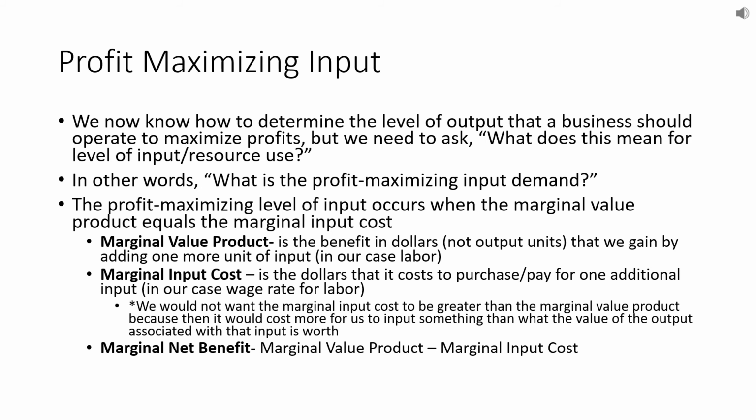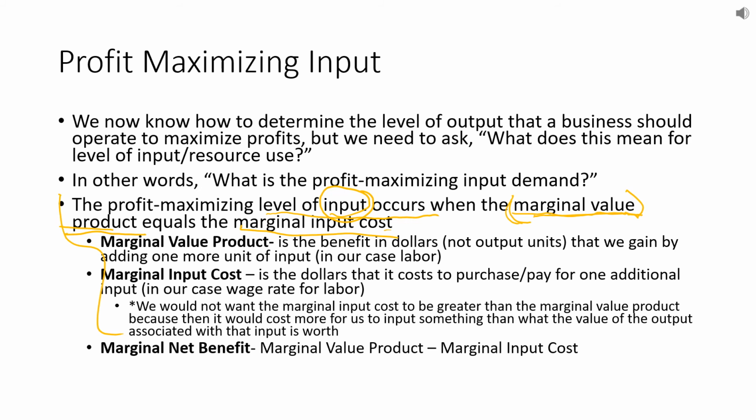We have a couple terms to look at to figure this out. First of all, the profit maximizing level of input occurs where marginal value product equals marginal input cost. We don't know what those terms are yet, so we'll figure those out in a second, but that's just like the profit maximizing level of output occurs where marginal revenue equals marginal cost, while the profit maximizing level of input occurs where marginal value product equals marginal input cost.